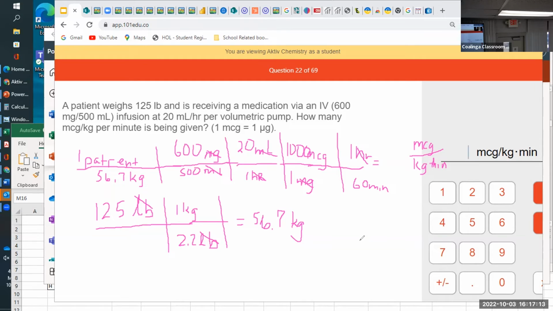Oh, I see my mistake. 1,000 divided by 56.7, divided by 60. Alright, it's 57.